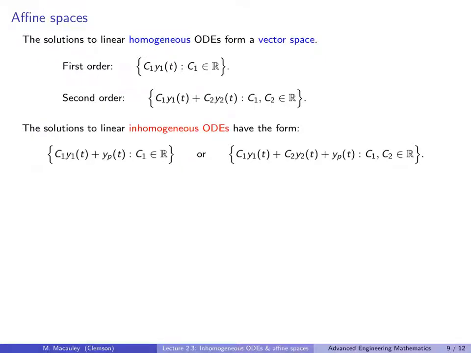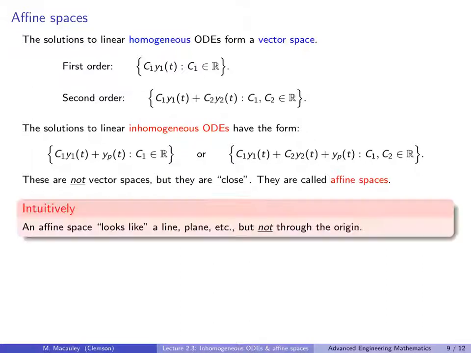In contrast, the solutions to linear inhomogeneous ODEs have the following form: C1 y1(t) plus a particular solution, or C1 y1 plus C2 y2 plus a particular solution. Again, C1 and C2 are any real or complex numbers. These, as we've said, are not vector spaces, but they are very close to being so. They are called affine spaces. Intuitively, an affine space looks like a line, a plane, or a hyperplane, etc., but not through the origin.